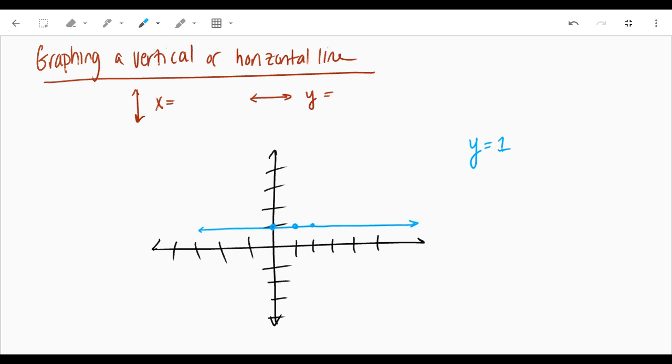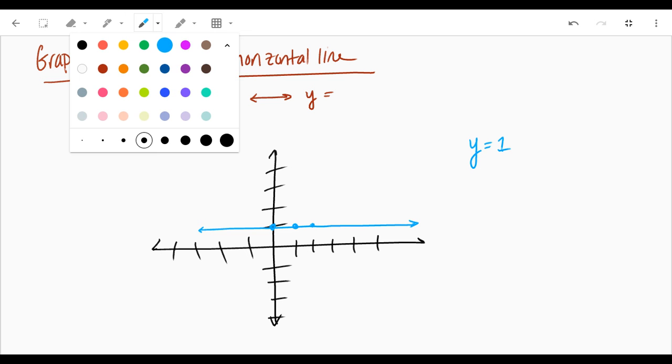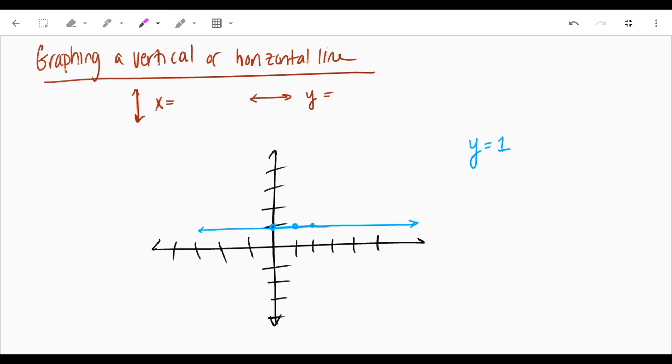Okay, and then if I were to graph something like x equals 4, it doesn't matter what y is. If y is 0, x is 4. If y is 1, x is 4. If y is negative 3, x is 4. Okay, and so then that would be your vertical line. There we go. Okay, all right.